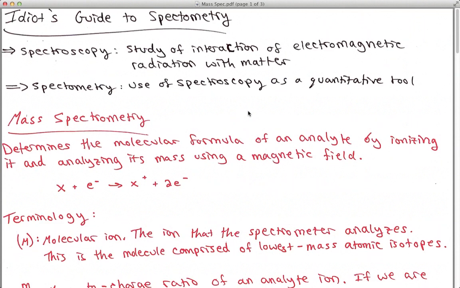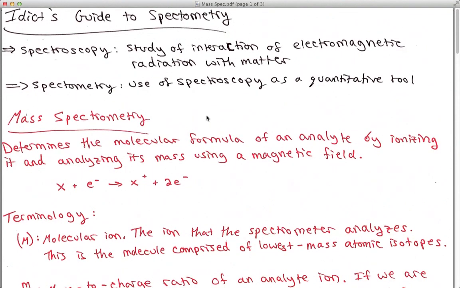So let's get straight into it. Spectroscopy, spectrometry, what are they? What can we learn from them? These definitions are taken directly out of the lecture supplement. Basically, spectroscopy is the study of interaction of electromagnetic radiation with matter. Spectrometry, conversely, is the use of spectroscopy as a quantitative tool.